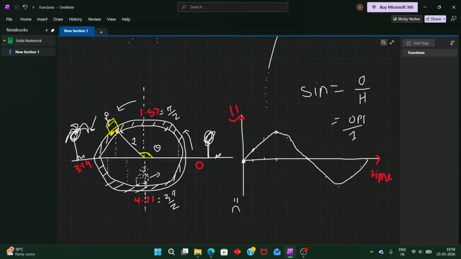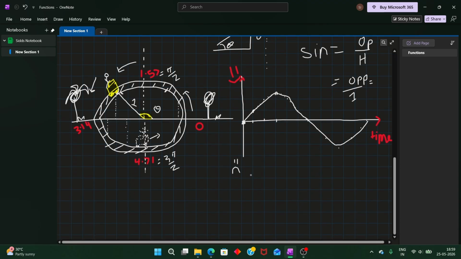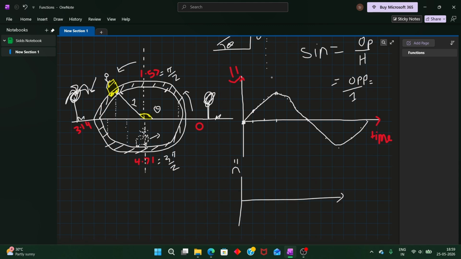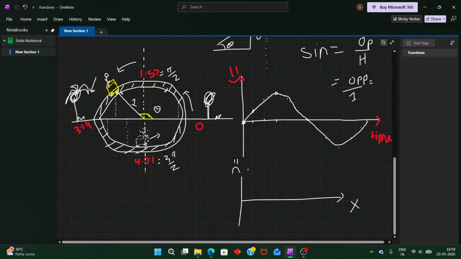This is opposite, not 0, okay? So what you get is opposite by 1, which is basically opposite. And in a triangle, this is the opposite side and this is the hypotenuse. And over here, the opposite side is basically the height that I've been talking about all along. So essentially, the sine graph is basically the height of a moving point or a moving trolley on a Ferris wheel, and it tracks the height as a distance as a function of time. And since maths can be interchangeable with variables, essentially what if I replace height and time with x and y?